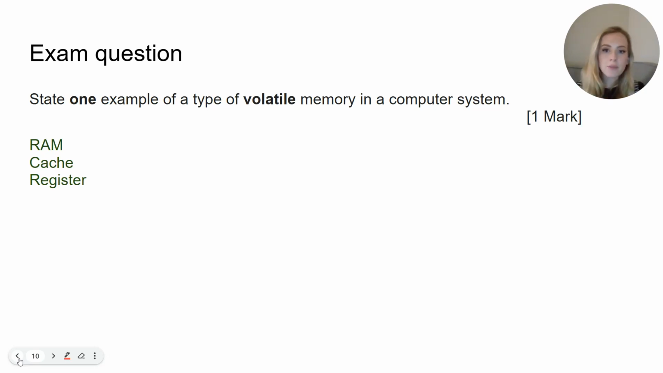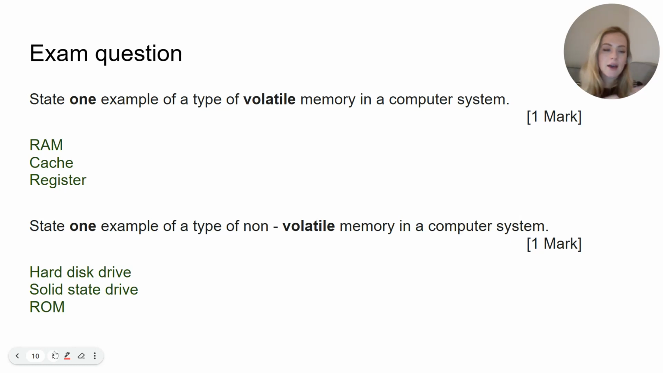Okay, so one type of volatile memory in a computing system is RAM, cache, and registers. You probably have already covered this in your GCSE, but as a reminder, volatile means it loses data when the power is off. One type of non-volatile memory in a computer system is hard disk drive, solid state drive, and ROM, read-only memory. More about that in another video.